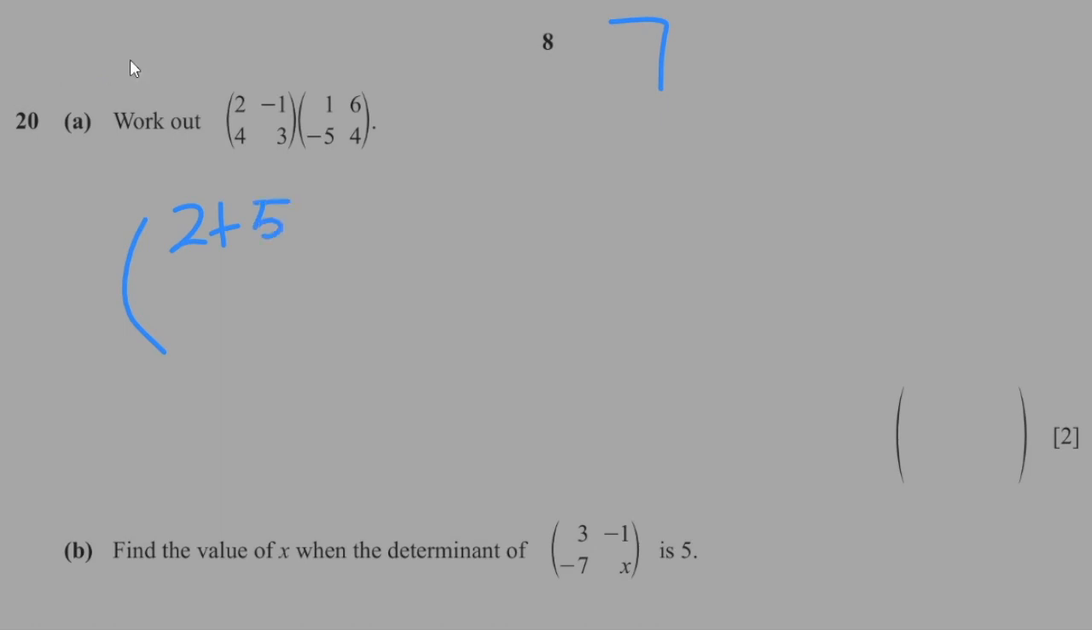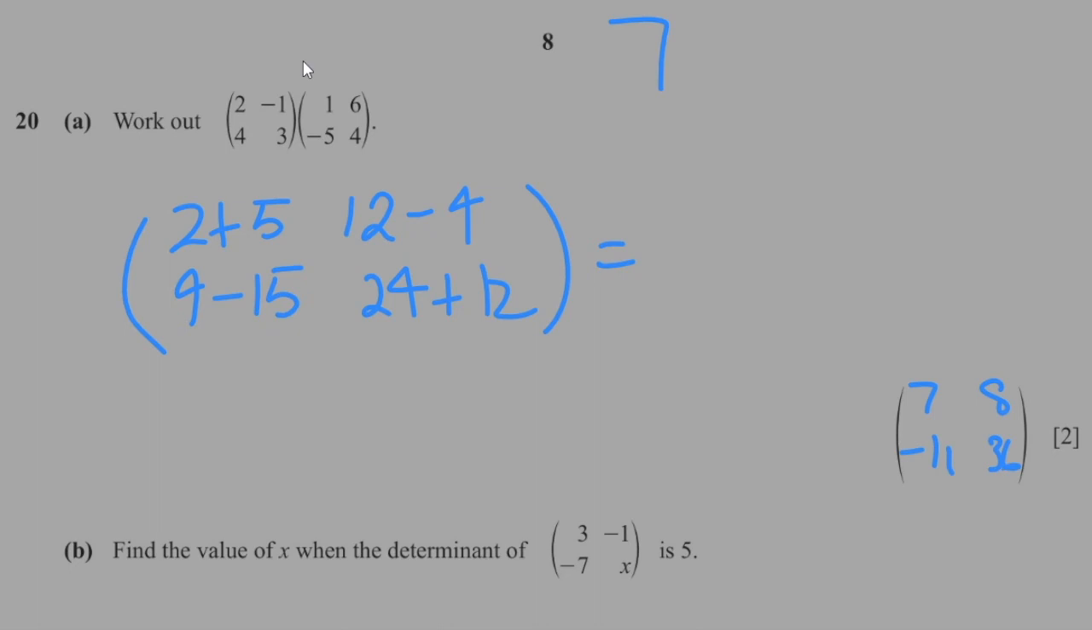We add them. Then we have 2 sixes are 12 plus 4 ones are 4. But since 4 and negative 1 give us negative 4, we'll subtract it over here. Similarly, 4 ones are 4 and 3 into negative 5 is negative 15. 4 sixes are 24 plus 3 fours are 12. So this gives the answer as 7, 8, negative 11, and 36.